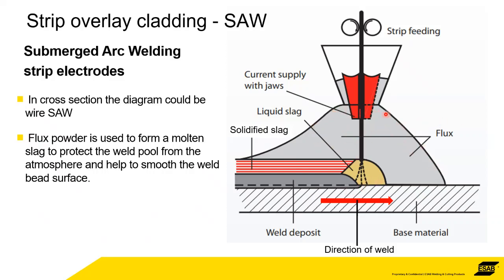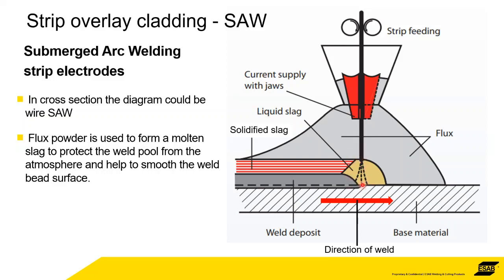So the whole thing's traveling this way. So like I say, in section it looks like it could be wire, but imagine this could be 30 mil, 90 mil, 150 mil in some cases, but 30 and 60 are the most common widths of strip. So the arc melts the flux, and the arc melts back the strip electrode, and it melts the surface of the base material.